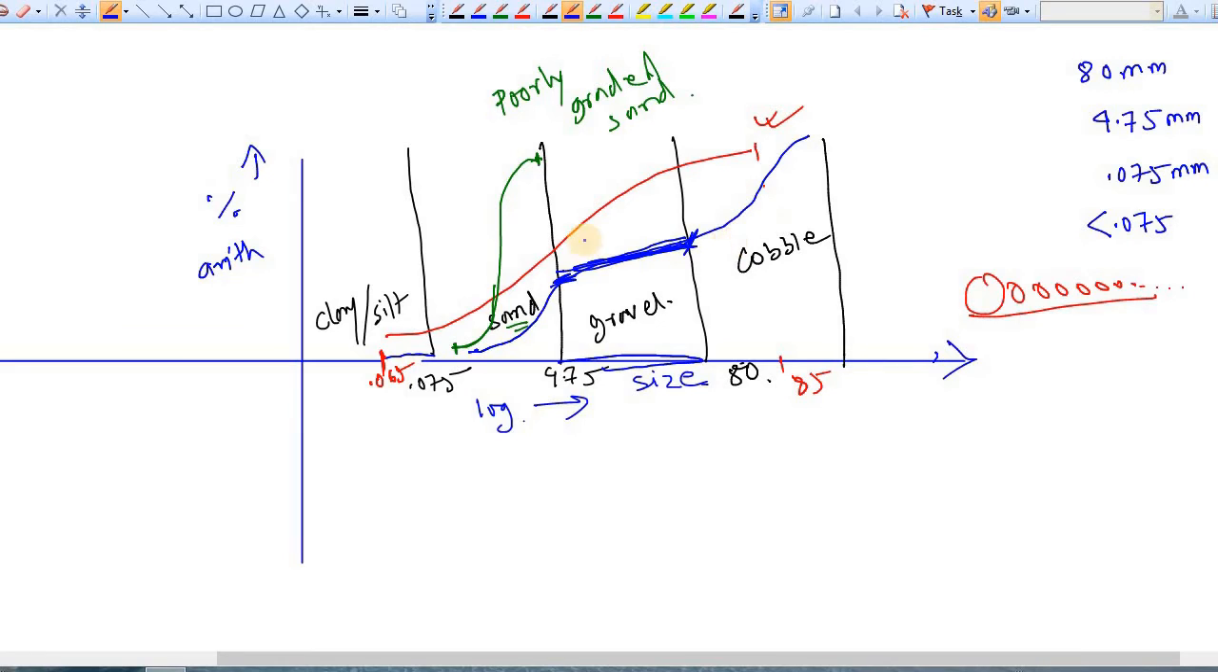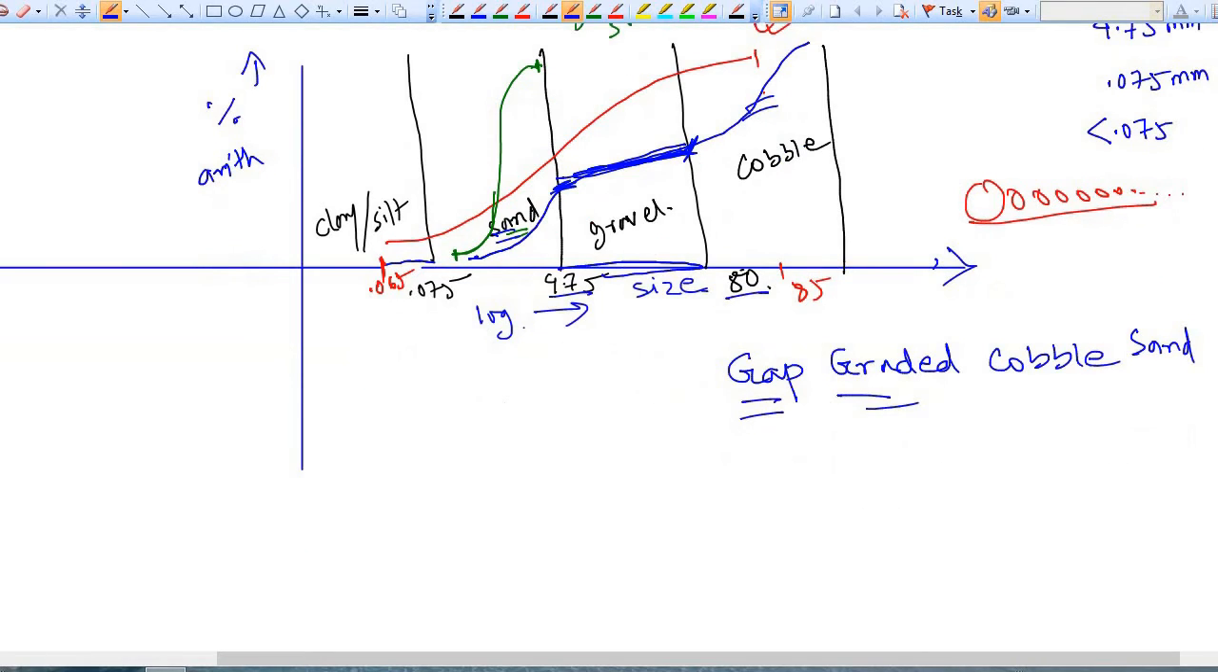So what is the name of this type of curve? Here you can see that from 4.75 to 80 mm, the particles are totally missing, or there is a gap in particle size. That's why this is known as gap graded soil. You can see this is a sandy cobble sand. Cobble and sand are both present almost in equal proportion. So we will call it gap graded cobble sand.